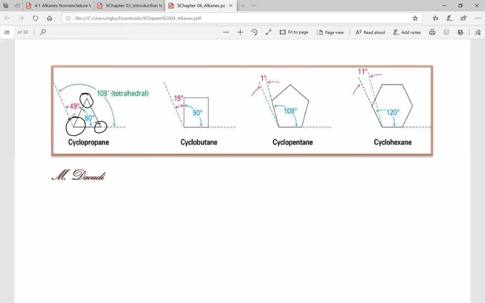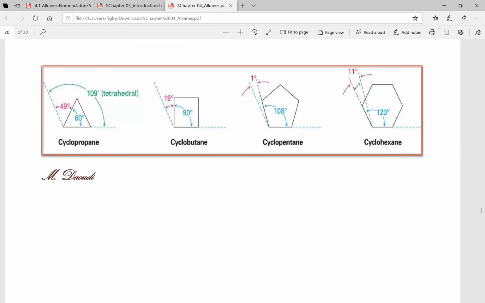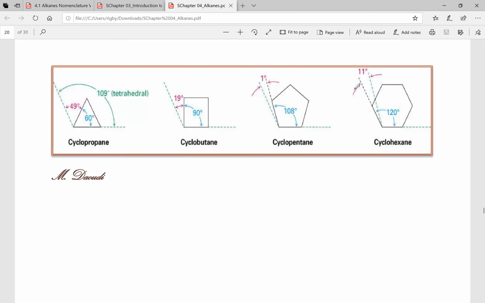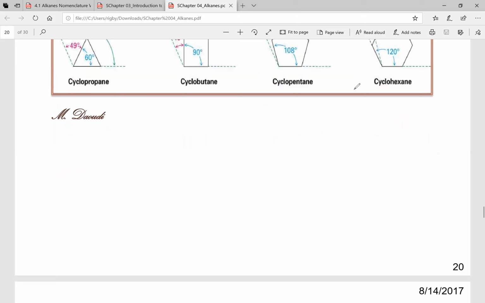So you can see here that these are really close to each other. There's going to be a lot of strain there. Then there's this one farther away, farther away, farther away, where the cyclohexane is going to be the more stable out of all of these, okay? Because they want to approach that 109 degree of the tetrahedral, and they get really close with cyclohexane and cyclopentane, okay? And so then that's basically ring strain.